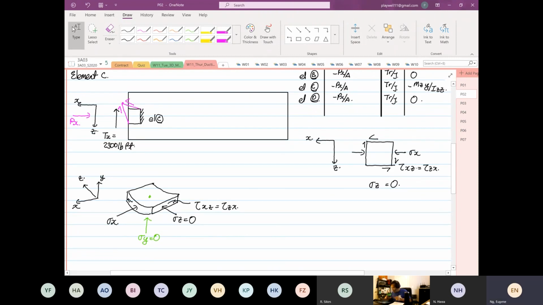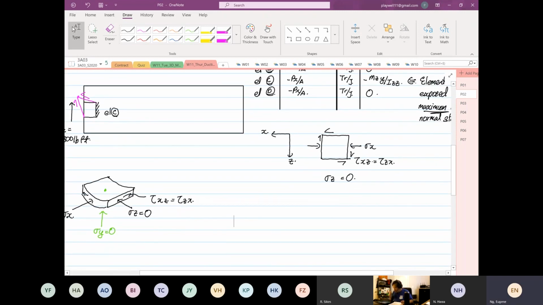The only way stress Y is going to have a magnitude, how can we induce a stress in the Y direction? One way is to submerge the entire structure into water. When you submerge your entire structure in water, you go deep enough, you are going to have stress Y a certain value. For now, it's in atmosphere. It's not going to be having any stress value.